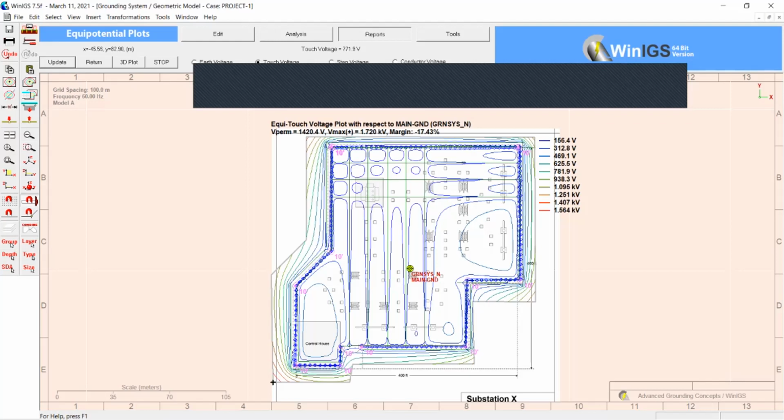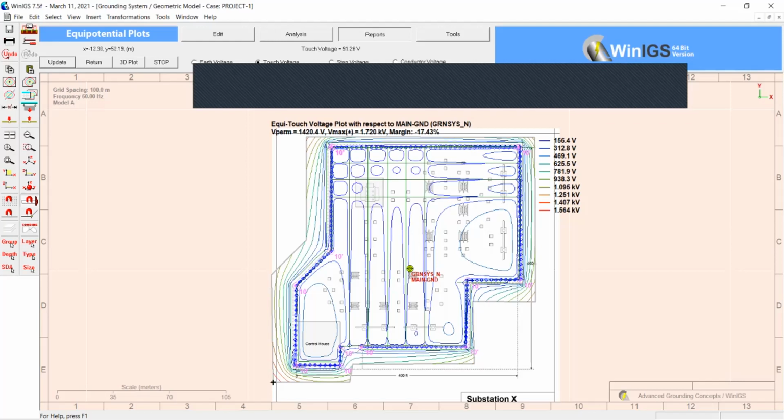Now, if at a certain point your touch voltage is higher than the permissible touch voltage, then again you have to redo your design. You may have to include more conductor. The distance of conductor, instead of 10 meters, maybe you have to make it 8 meters. Okay, maybe you have to include more ground rods. So that's what is done in a real life situation.